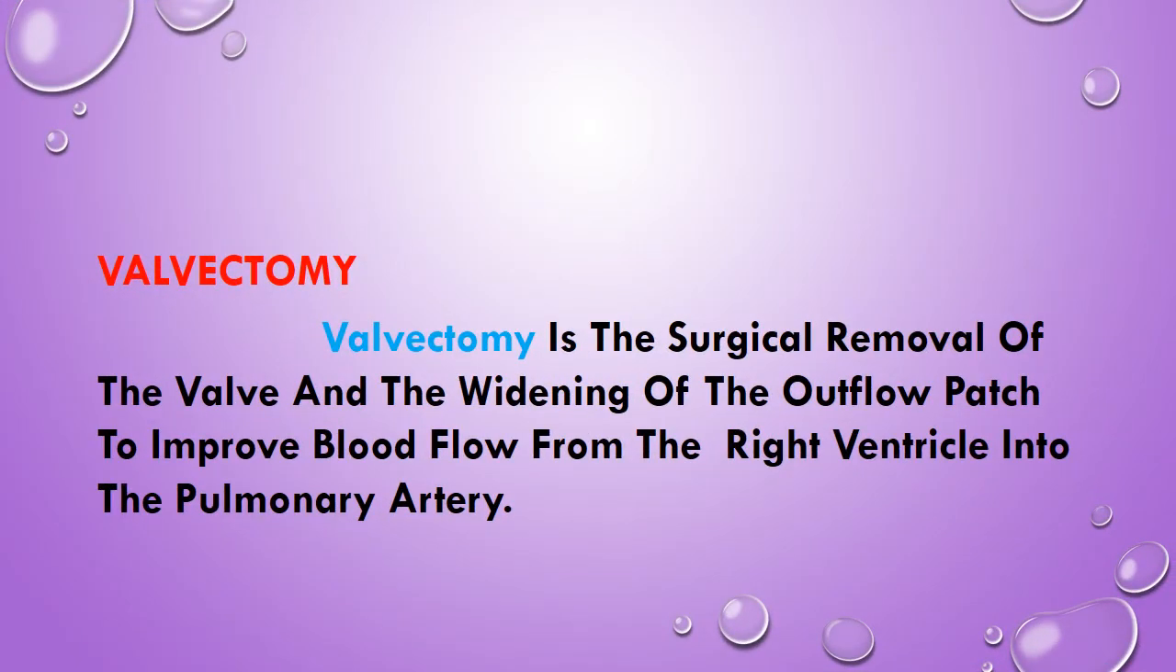And the next one is valvectomy. It's a surgical removal of the valve and the widening of the outflow patch to improve blood flow. Where exactly the stenosis area is, that area we have to measure. That stenosis area will be widened, with an outflow patch, to improve blood flow from the right ventricle into the pulmonary artery.